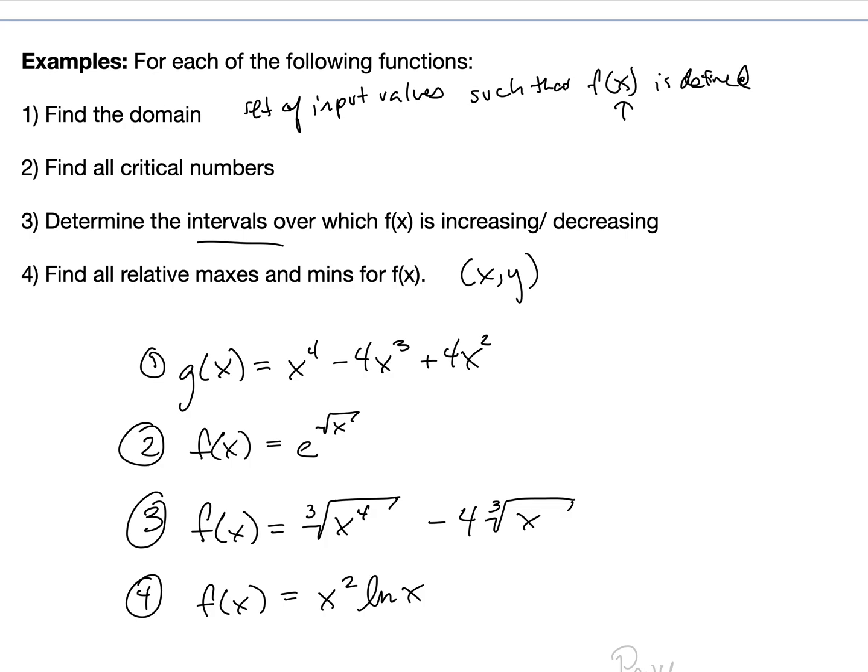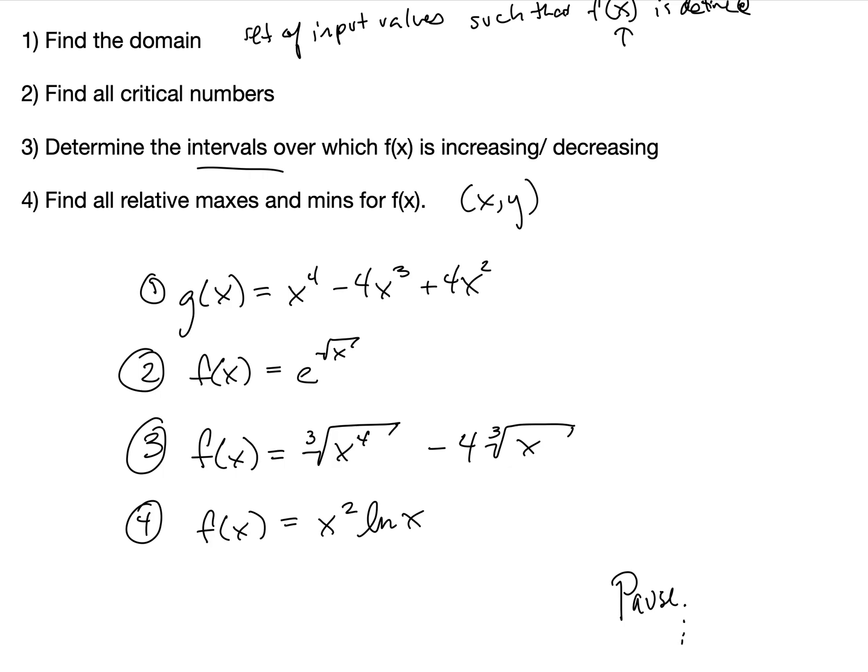So the examples we'll do are g of x equals x to the fourth minus 4x cubed plus 4x squared, f of x equals e to the square root of x, f of x equals the cube root of x to the fourth minus 4 times the cube root of x, and f of x equals x squared times natural log of x. So please pause the video, grab a piece of paper, and try these out. We'll go through them one by one.